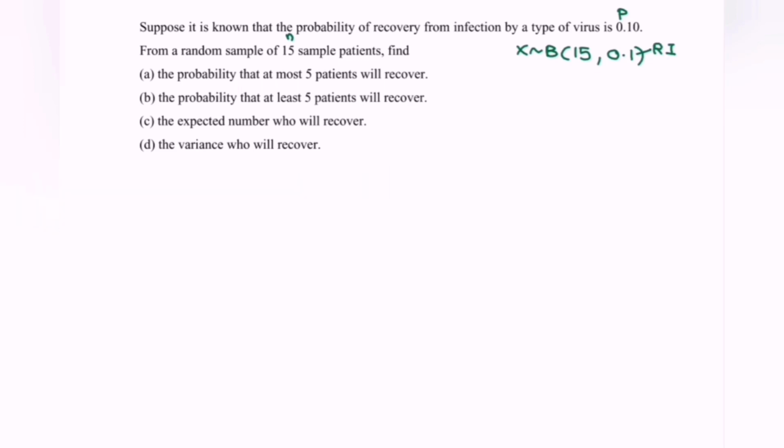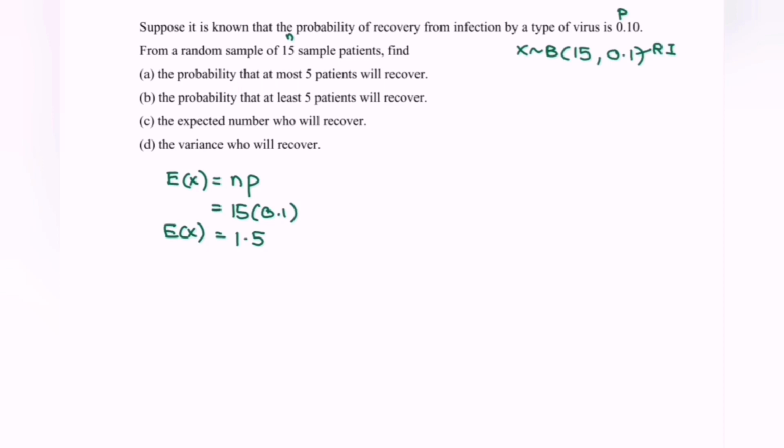C, the expected value or the expected number who will recover. Or we can say the mean. So E(X) is the expected number, or we can say the mean. The formula is np. So it means 15 multiplied by 0.1, and the expected number who will recover will be 1.5.